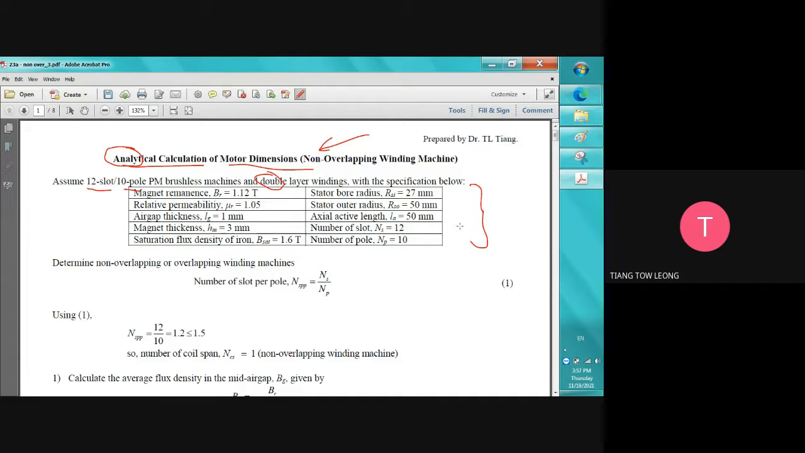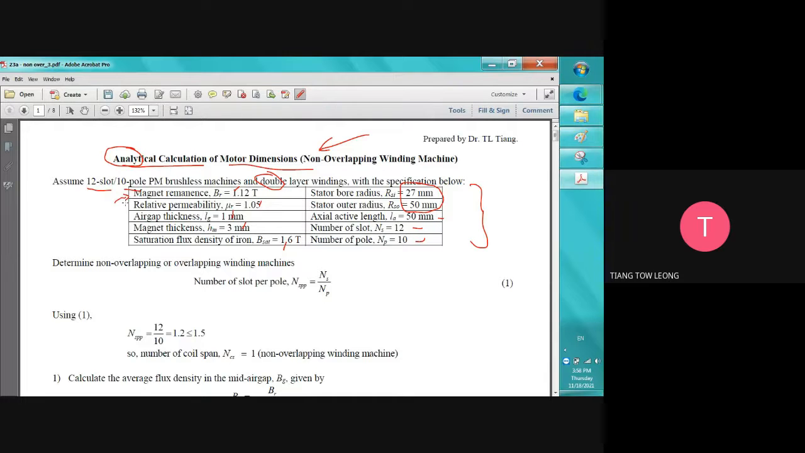So we always start from double layer, and then this is the item that we need to assume first. Of course, for your mini project, this material will not be given to you directly, everything. Some of it you need to calculate. For example, we need to determine these two things. Then the rest will be given. This will be given, given, and given.